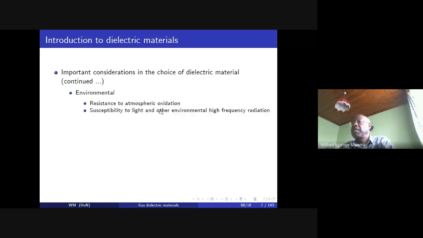So susceptibility to light and other environmental high frequency radiation, that is, does the light or the radiation cause failure of that dielectric? And two, how rugged is it in environments that include acid, alkaline fumes, or high humidity, such as in industry where we may be producing acids or chemicals. We still have an electrical supply in these areas.